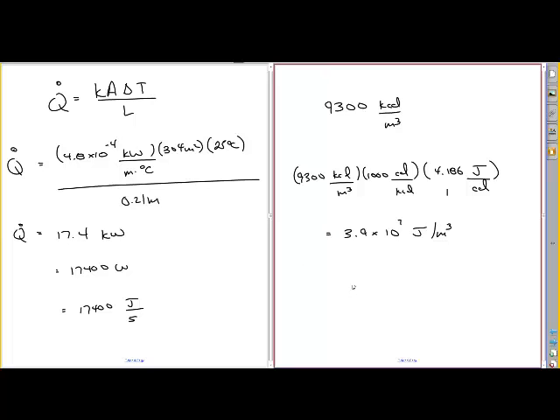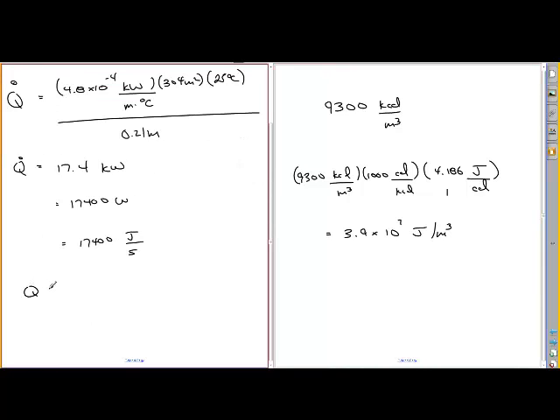So what we're trying to do here is figure out how many meters cubed. Okay, so what we're going to do is convert this. So let's go back over here. The total amount of heat is Q dot times the time. So Q dot, that was the heat transfer rate, 17,400 joules per second times seconds per day. And if you look at the time conversion, 1 day is equal to 8.64 times 10 to the 4th seconds.